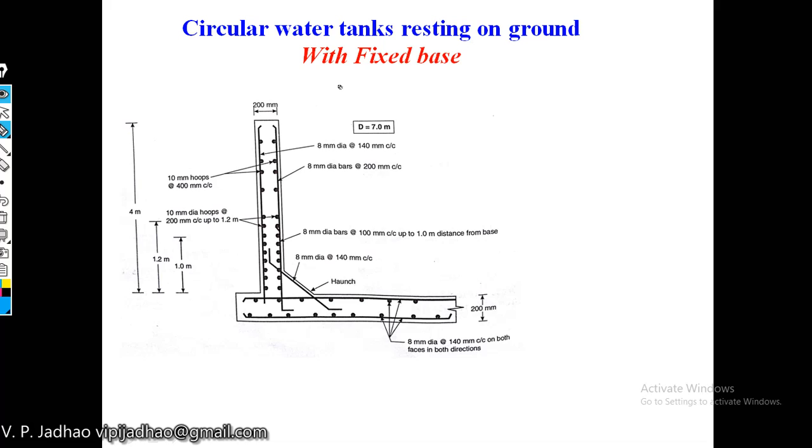In the design of water tanks with fixed base, we'll be casting this particular wall and this base slab monolithically, meaning the steel of these two members will be extending into each other, and they will be cast at the same time. This will bring some fixity at the base of your water tank.